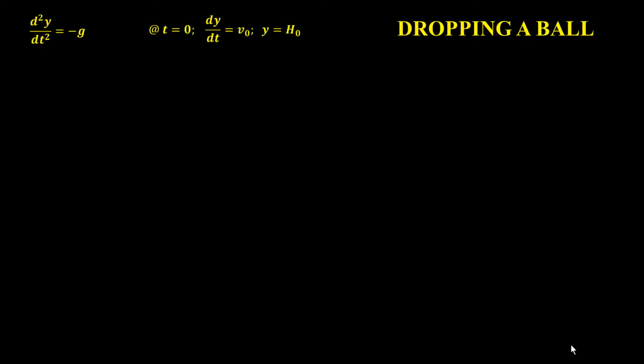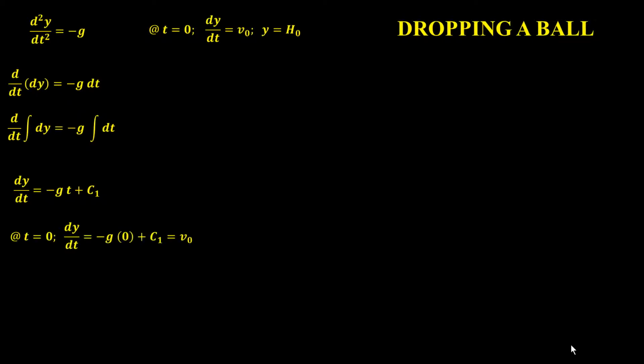And we know that at time equals 0, the first derivative is equal to v0 and y equals h0. So then we take our equation and we take the integral of both sides, and you get the first derivative equals that. To solve for the constant, we know that at time equals 0, dy/dt equals v0. So then you plug in 0 for t and you get c1 equals v0, and then the first derivative is equal to that.